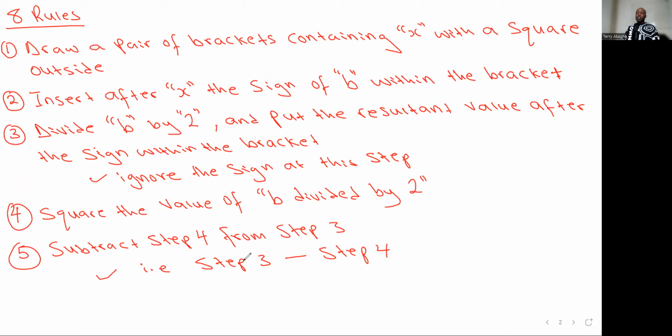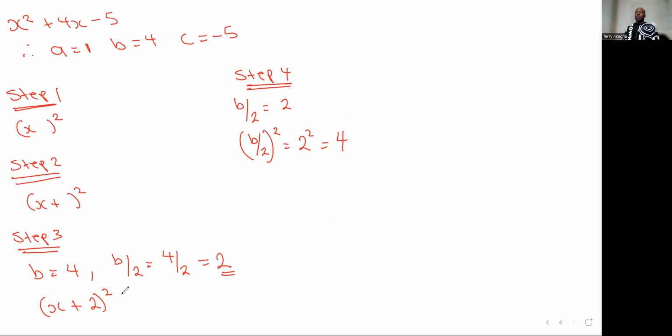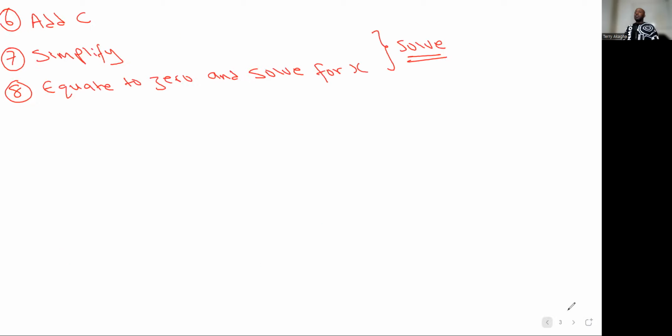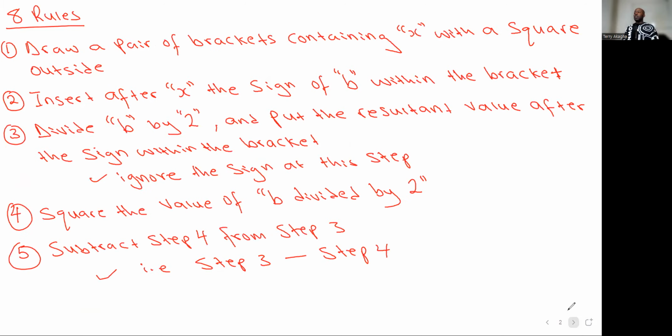Step 5 now said subtract step 4 from step 3. So technically it's going to be step 3 minus step 4. Let's go back. What is step 3? For step 3, we had x plus 2 all squared, minus step 4, which is what? 4.